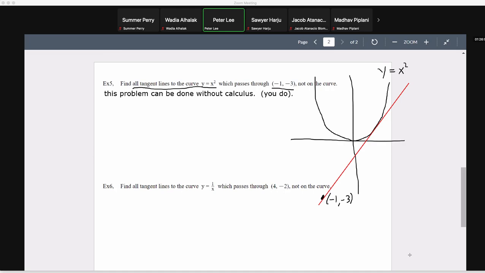Is that clear? Now, do you think that is the line which will be tangent to the curve and will pass through this point right here? Do you think this is the only tangent line to the curve which will pass through this point? No. Actually, there might be another line on this side. Maybe a line over here somewhere. A line like this.